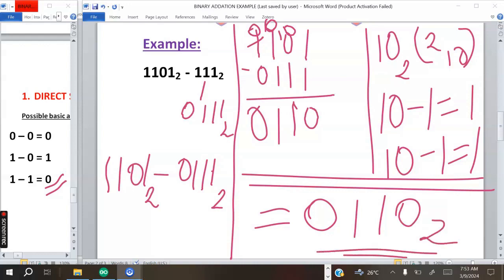The most important part in the direct subtraction is that as long as you are able to get the basic subtraction principles, that is 0 minus 0 is equal to 0, 1 minus 0 is equal to 1, and 1 minus 1 is equal to 0, you'll be able to get all the working correct.